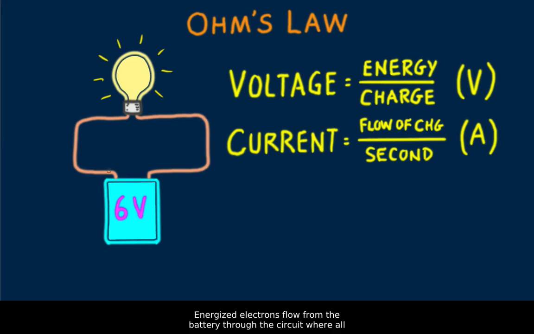Energized electrons flow from the battery through the circuit, where all that energy is dissipated, and back through the battery again to be re-energized. If a break occurs anywhere along the circuit pathway, current ceases. The direction of current in this simple circuit is not important. Some terminology: charge flows through a bulb, so we say there's current in a bulb. Voltage is established across a bulb. Voltage doesn't flow, charge flows.